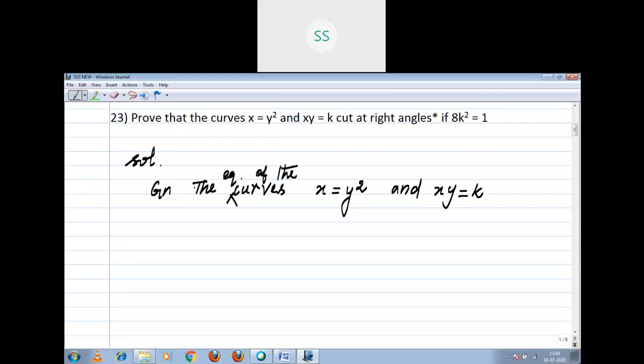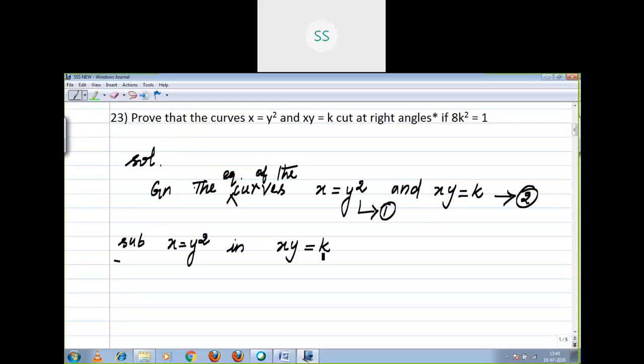Using that, I am going to find out first what the point is. x equals y square is your equation number 1, and xy equals k is your equation number 2. Substitute x equals y square in xy equals k. We get y cubed equals k, which implies y equals k power 1 by 3, taking the cube root on both sides.